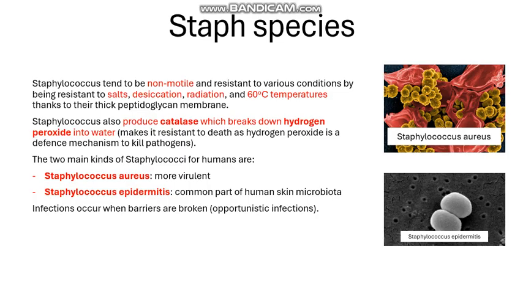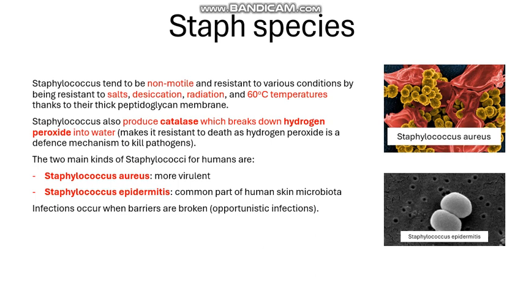An advantage of being able to produce these catalase enzymes is that cells in your immune system, like macrophages, produce hydrogen peroxide to kill pathogens, but because staphylococci are able to produce catalase enzymes that break down the harmful hydrogen peroxide into harmless water, it gives them resistance to this method of killing by the immune system. So that's just one of the ways that Staphylococcus are able to fight our immune system.